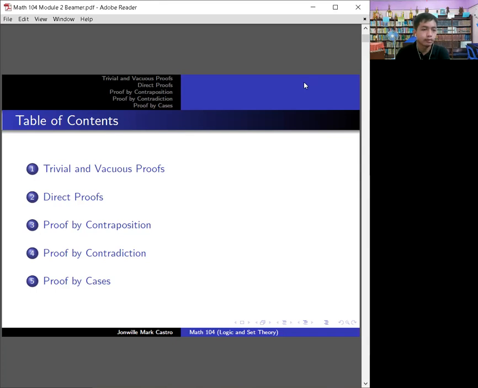So, meron tayong 5 at nadi-discuss natin ito lahat. Trivial and practice proofs, direct proofs, proof by contraposition, proof by contradiction, and proof by cases. So, recall that a proof is a step-by-step demonstration showing that a given argument is valid. So, gumagamit tayo ng mga logical rules para mag-construct ng mga proof. Okay? So, ang goal natin is maintindihan kung paano ginagamit yung rules at kailan ginagamit.